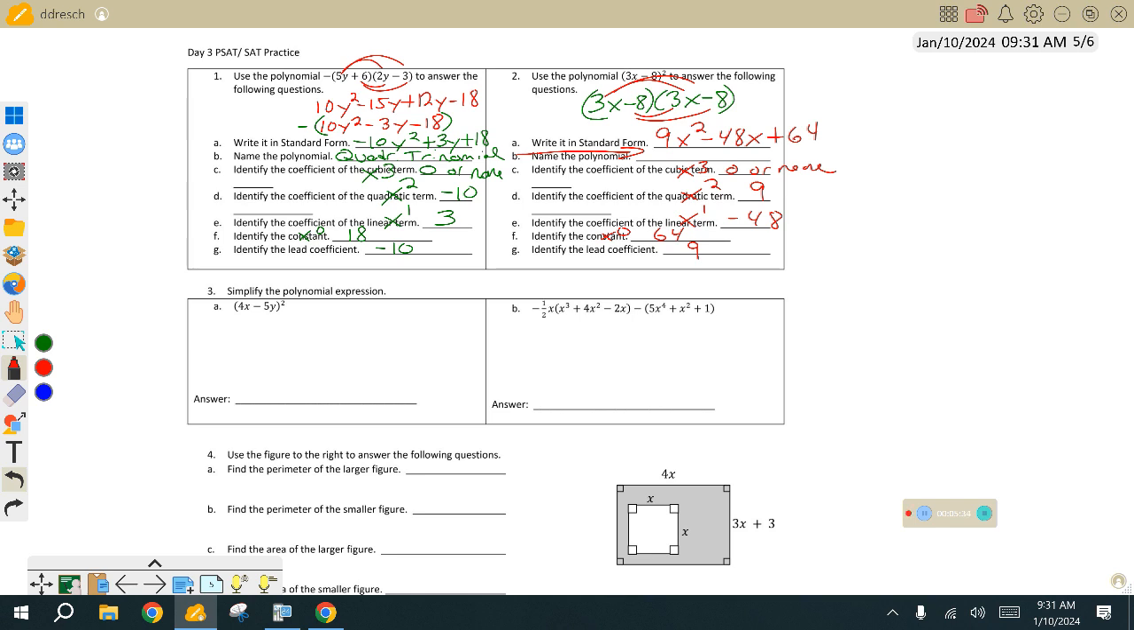Now, number 3A is a bit messy. So let's go with number 3A. Don't change up anything though. What's the first thing that you're going to do on 3A? Expand it out, guys. Expand it out, distribute. Nothing's changing.